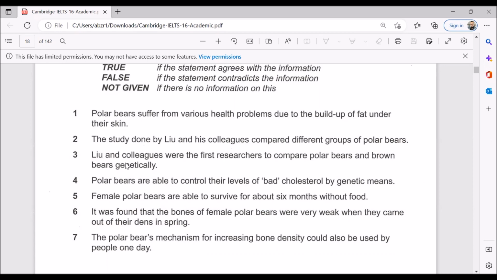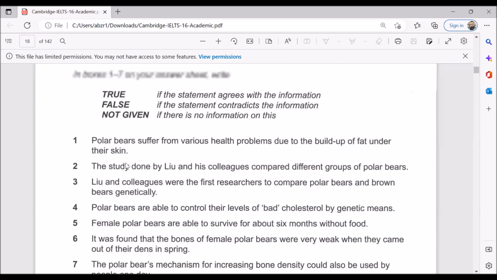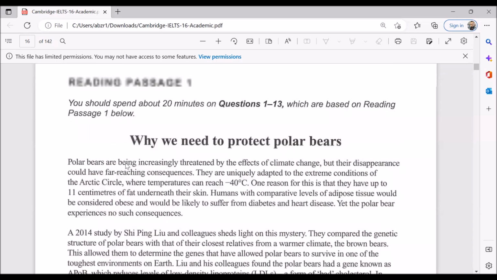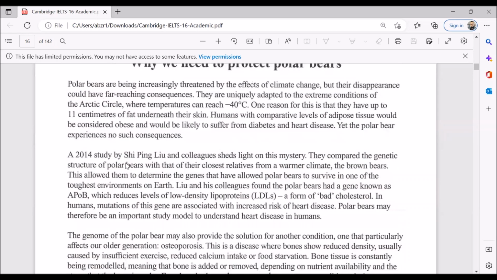Now, the study done by Liu, this is the easiest thing. If they give you the name, just like Liu is here, you go to the paragraph. Now you can see, in the text on why we need to protect the polar bear, the second paragraph starts with a 2014 study by Shi Peng Liu. It's the same. Of course, they cannot use synonyms of the names. They cannot use synonyms of the dates.